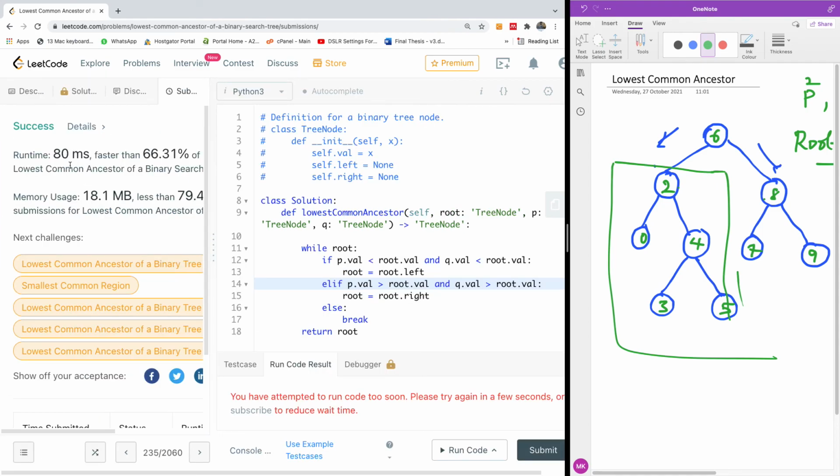And you can see that it successfully passed, with a runtime of 80 milliseconds, faster than 66.31% of code submitted. So I'm going to be stopping here.